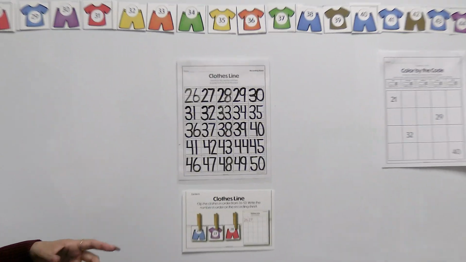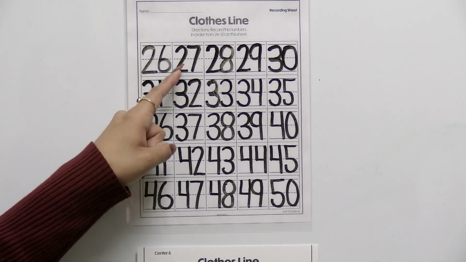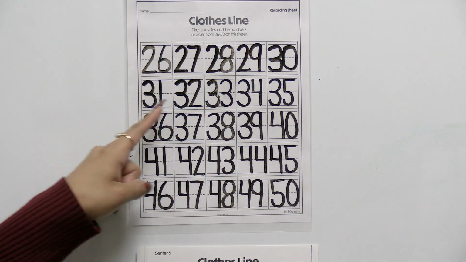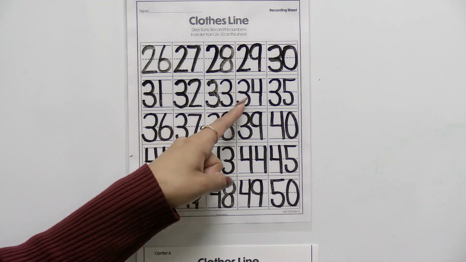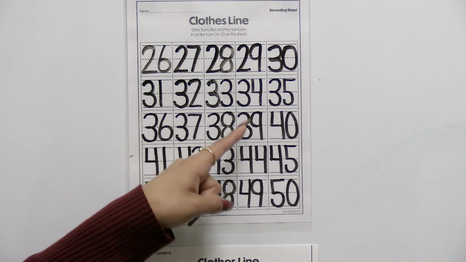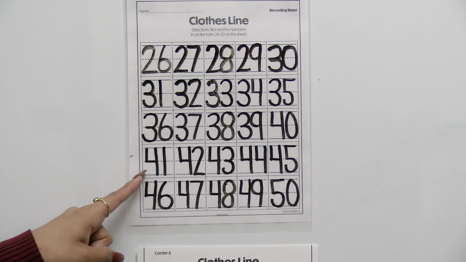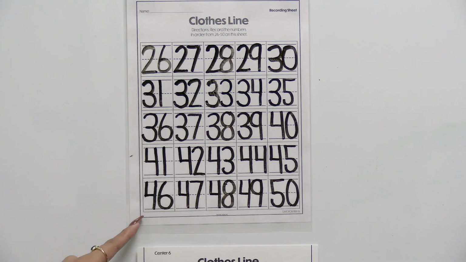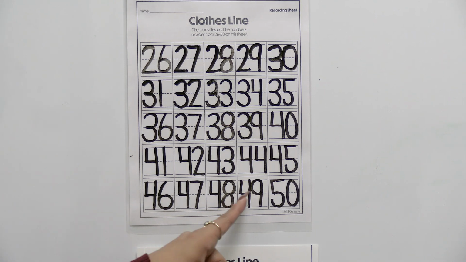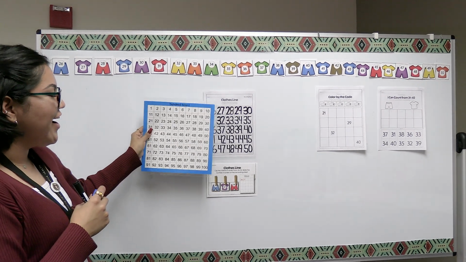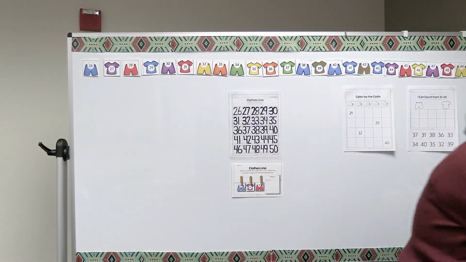Okay, so let's say all the numbers we wrote together. Okay, starting with 26. So we have 26, 27, 28, 29, 30, 31, 32, 33, 34, 35, 36, 37, 38, 39, 40, 41, 42, 43, 44, 45, 46, 47, 48, 49, 50. Awesome. Okay, I hope you guys used your hundreds chart as a guide to help you. It is always there, remember?